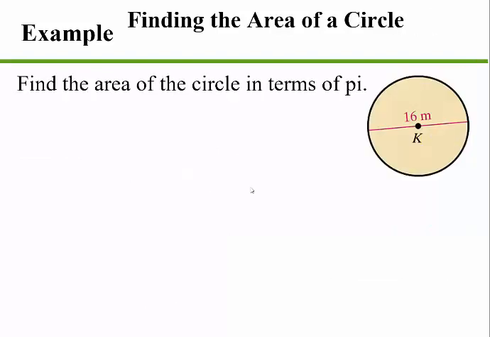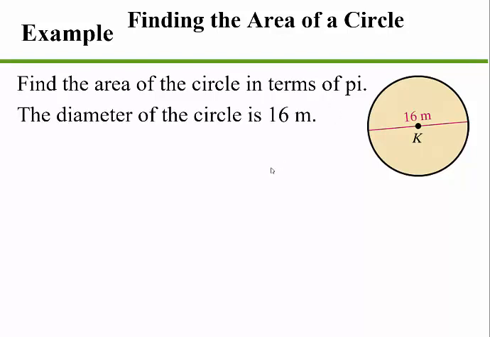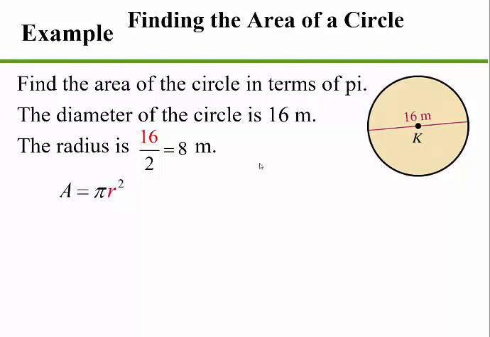All right, let's just do one more problem. Let's talk about finding the area of a circle. Find the area of the circle in terms of pi. The diameter of the circle we see is 16 meters. That means the radius is 16 divided by 2, which gets me 8 meters. So area is equal to pi r squared. Plugging in, 8 squared gets me 64, so it's just 64 pi.